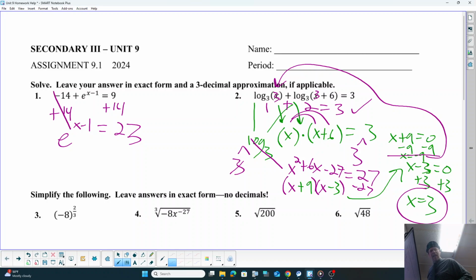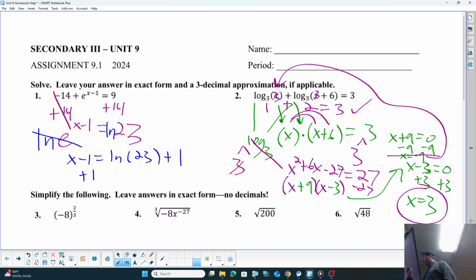How do we undo ln to the other side? Do you remember? Or do you have to fly back to Ireland to remember? Do you remember what ln is? Natural log. So you're going to ln both sides, and that's going to get rid of your e. And now you have x minus 1 is equal to ln of 23. Then last but not least, you just add that 1 to the other side.